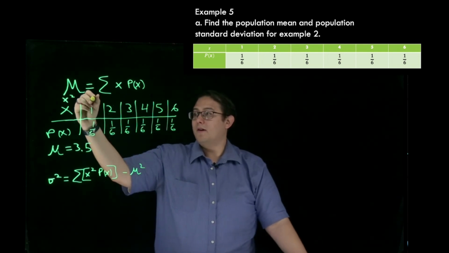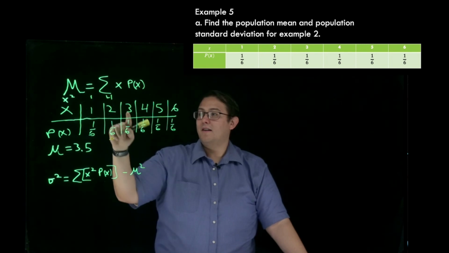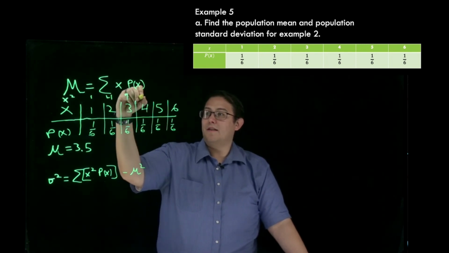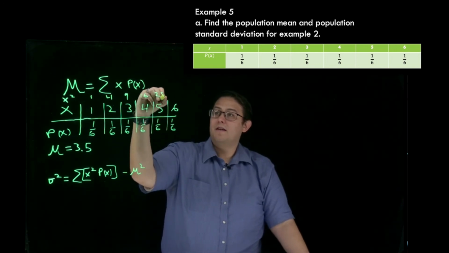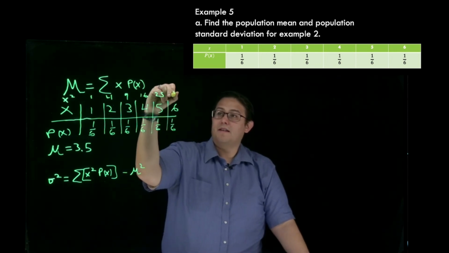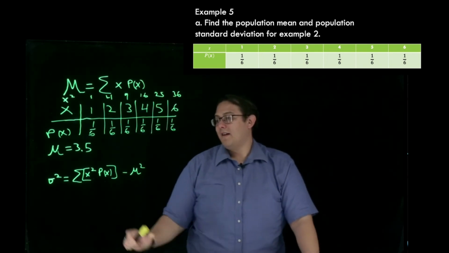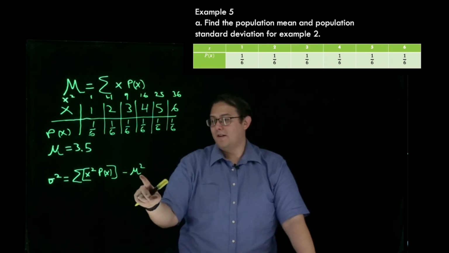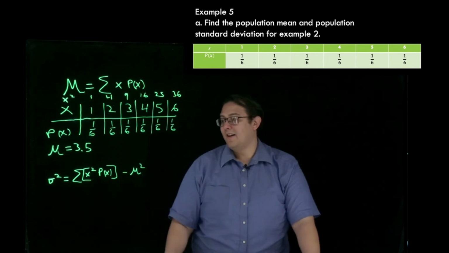1 squared is 1. 2 squared is 4. 3 squared is 9. 4 squared is 16. 5 squared is 25. And 6 squared is 36. Okay. So now we have all the squared values. We have their probabilities. And we know the mean is 3.5. So now we can apply this formula here.